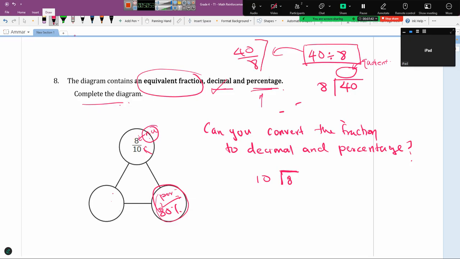Now we have studied the types of fractions. We have proper fractions, improper fractions, and mixed numbers. Proper fraction means the denominator should be higher than, or bigger than, the numerator. Can you define the terms improper fraction and proper fraction? What do you know about those things?